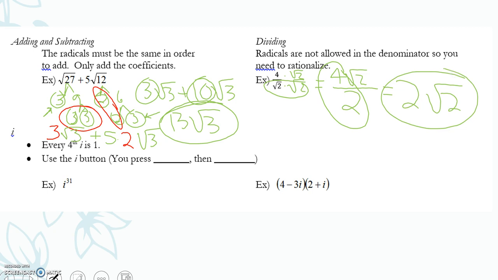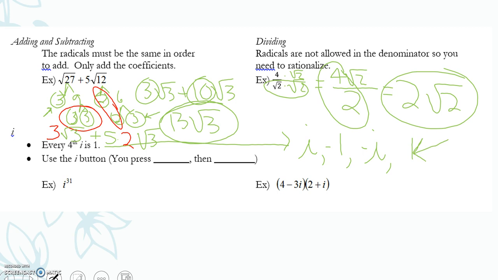The last topic is i. So remember, every fourth i is 1. So here is the pattern. It is i, negative 1, negative i, 1. The middle 2 are negative. This is something you will need to memorize. So every fourth is 1. So every multiple of 4 is going to be 1.